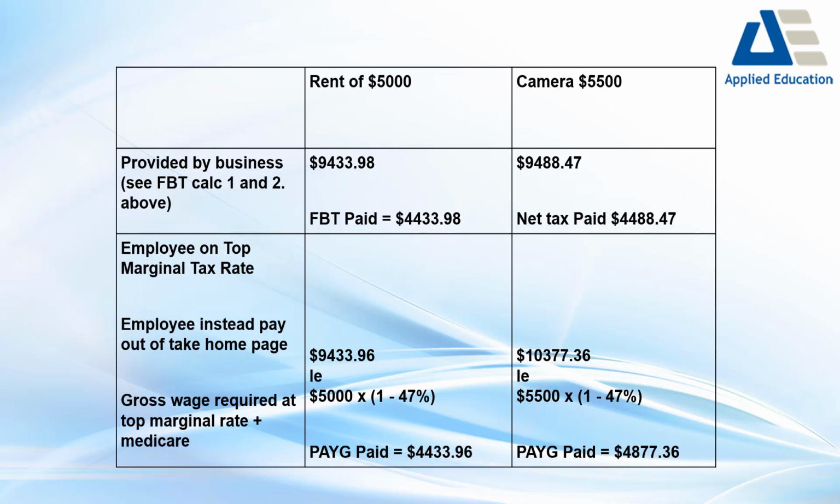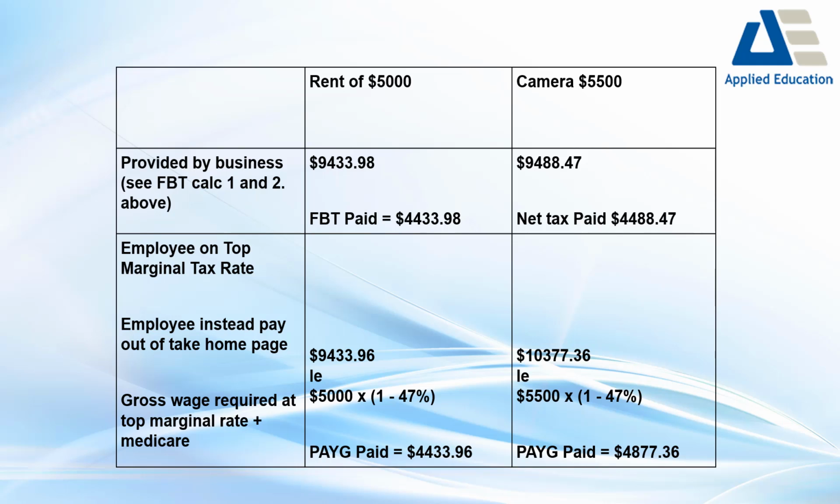The second example there of the camera, you can see it's 9,488, and the FBT would have been 4,488. To earn 5,500 in take home, using that calculation, 5,500 divided by 1 minus 47% is 10,377. So you'd have to have PAYG paid of 4,877. So someone on the highest tax bracket, again, it works out almost identical, and they're no better off. I haven't done people on less than 180,000, but in that scenario, if they're paying for the benefit either way, obviously they are worse off because the FBT would be higher. So you'd rather pay it out of take home.